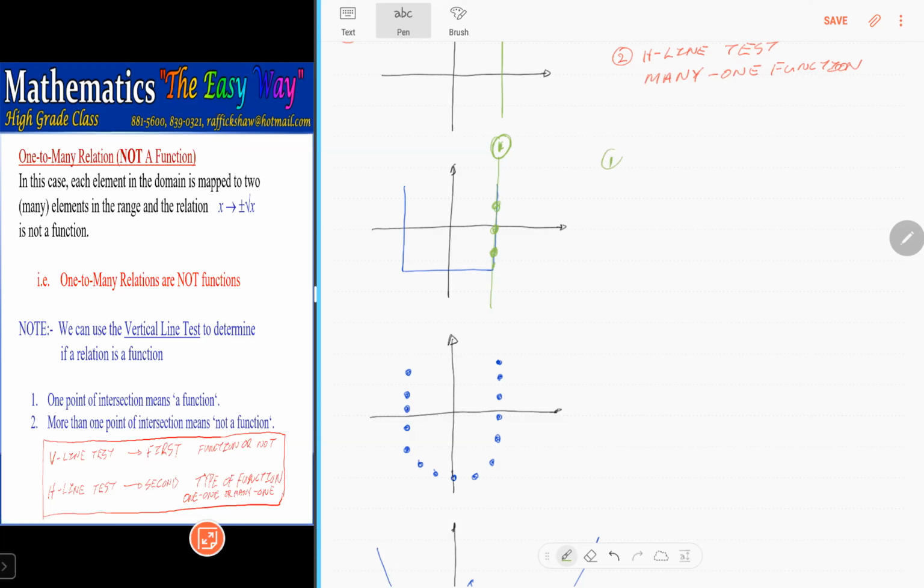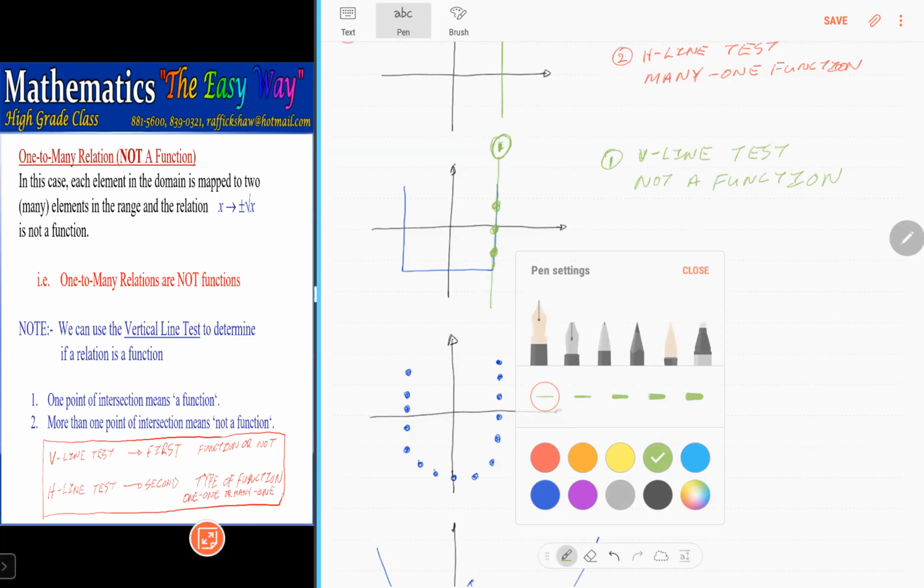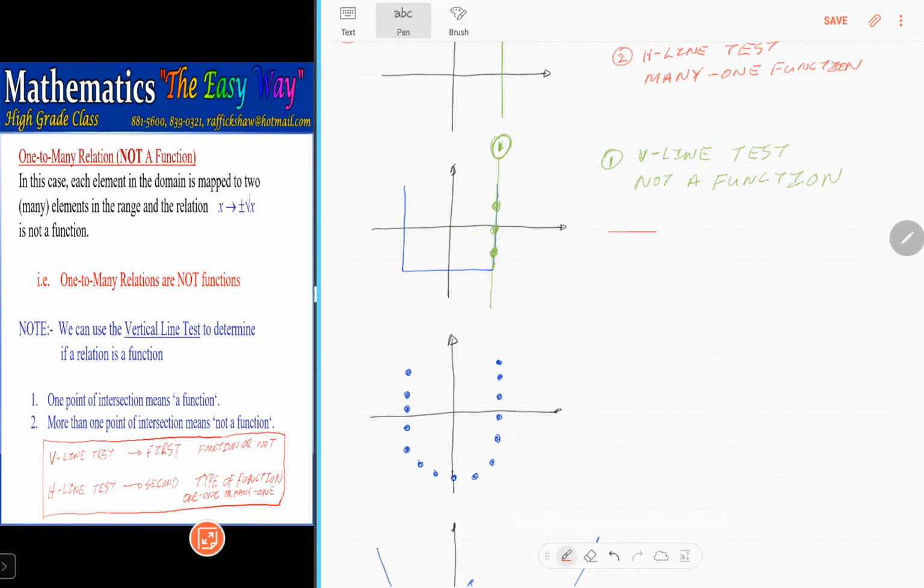So my V-line test is saying not a function. Not a function. All right, and then we know there's no need for a horizontal line test. No H-line test. Don't do any. None required.